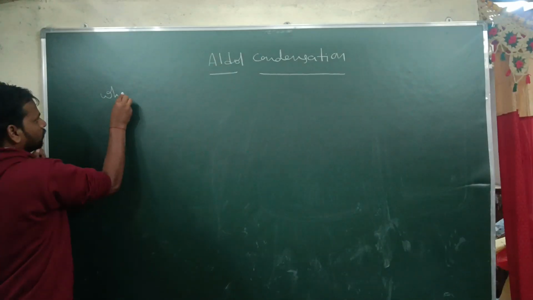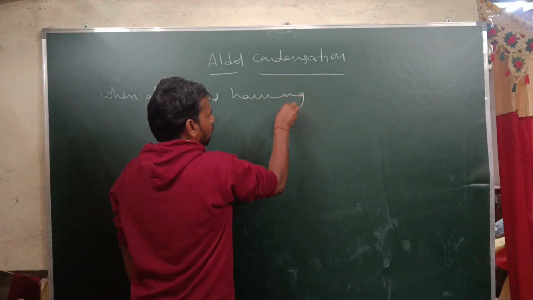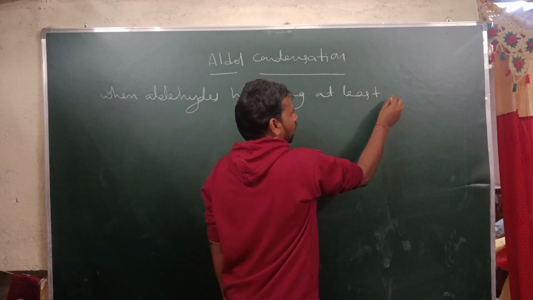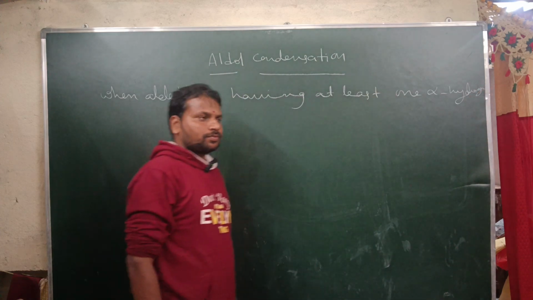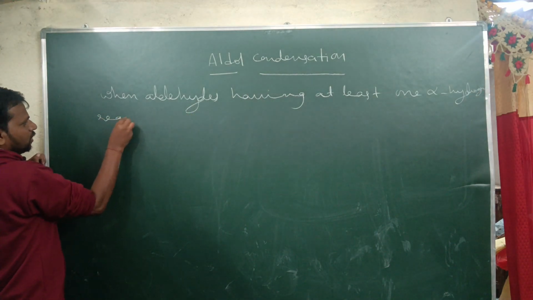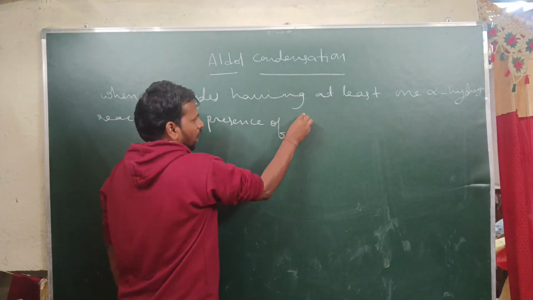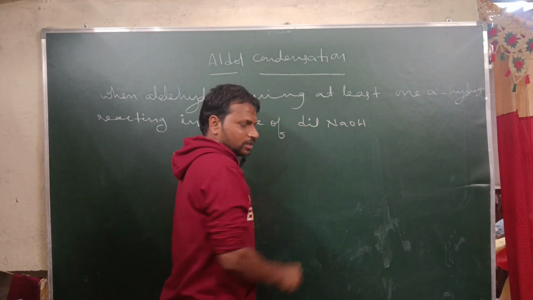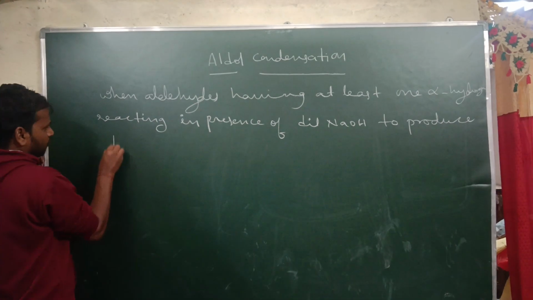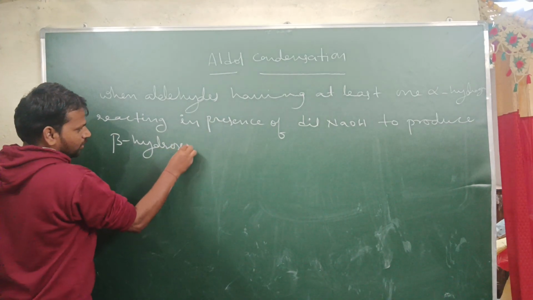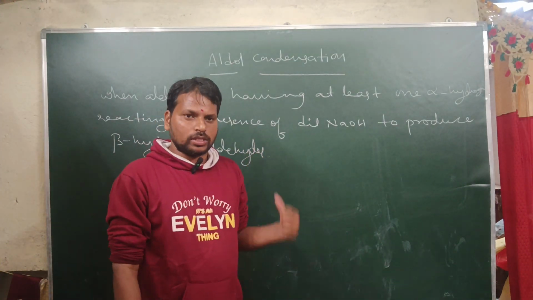Suppose aldehydes having at least one alpha hydrogen are reacting in the presence of dilute sodium hydroxide to produce beta hydroxyaldehydes, also known as the aldols.